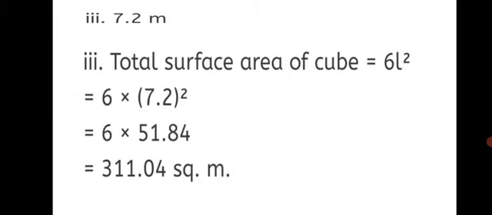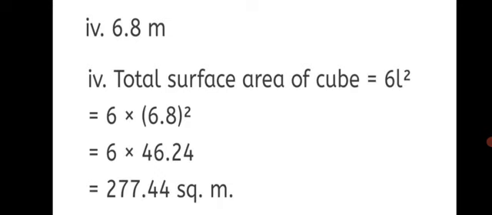Question 3. 7.2 meter is the side given for the cube. So total surface area of a cube is equal to 6L square is our formula. Substitute the length of the cube, that is the side, which is given 7.2. 6 into 7.2 square is equal to 6 into 7.2 into 7.2. You have to do the rough work, 51.84. 51.84 into 6 gives you 311.04 square meter. So 311.04 square meter is your answer for third sub question.